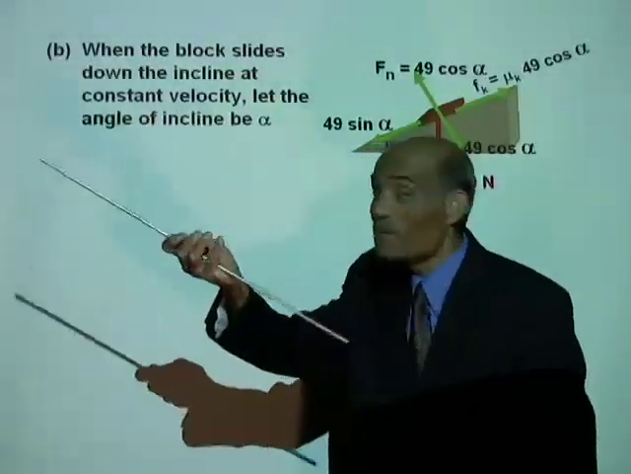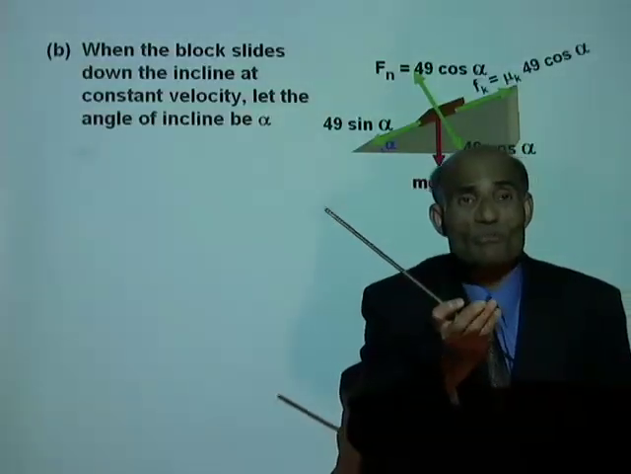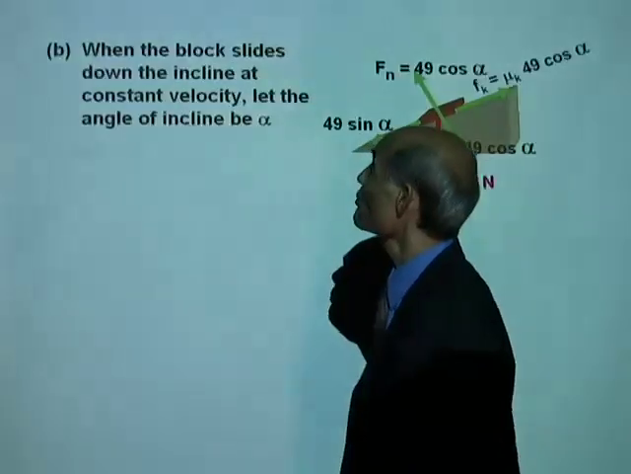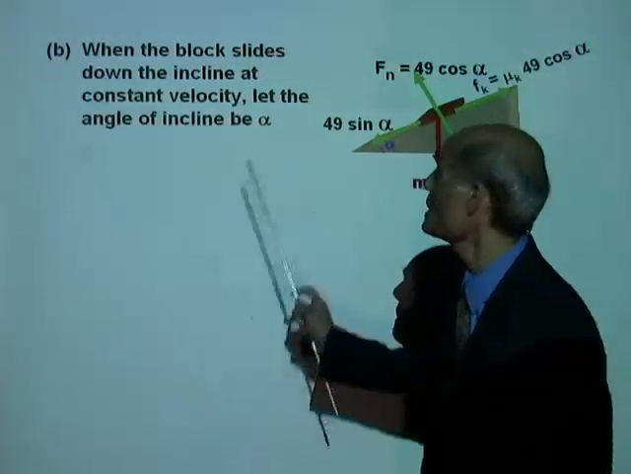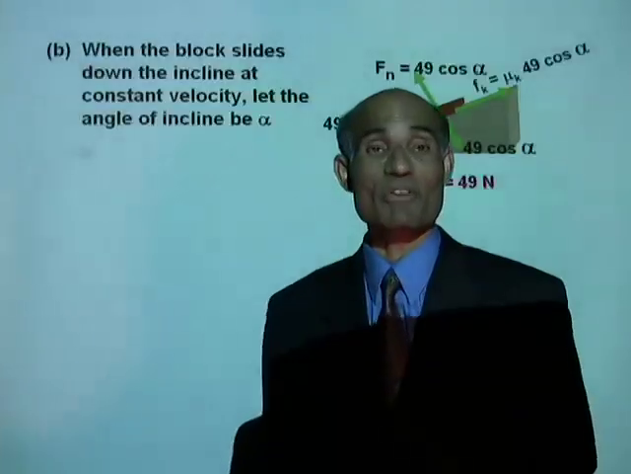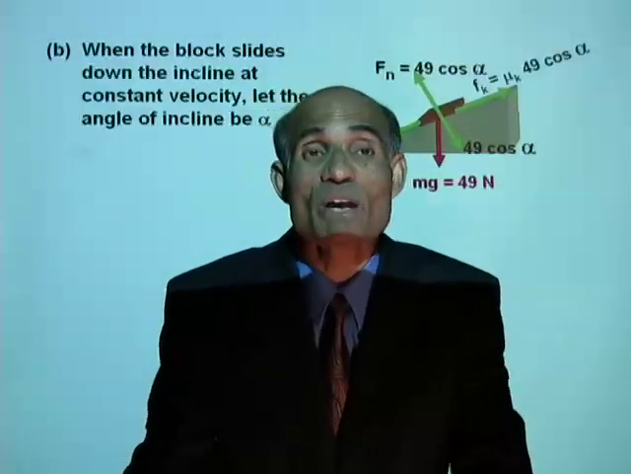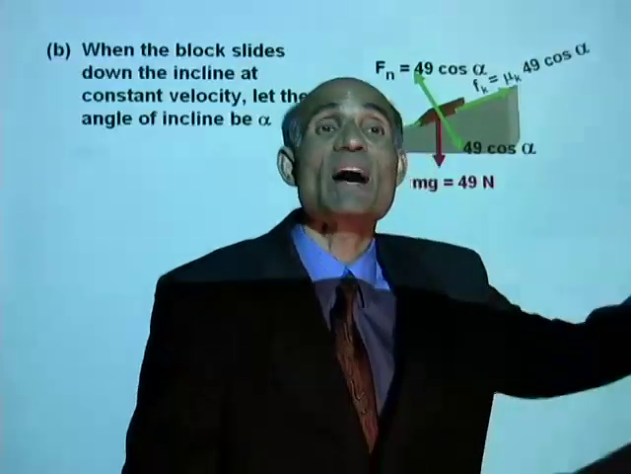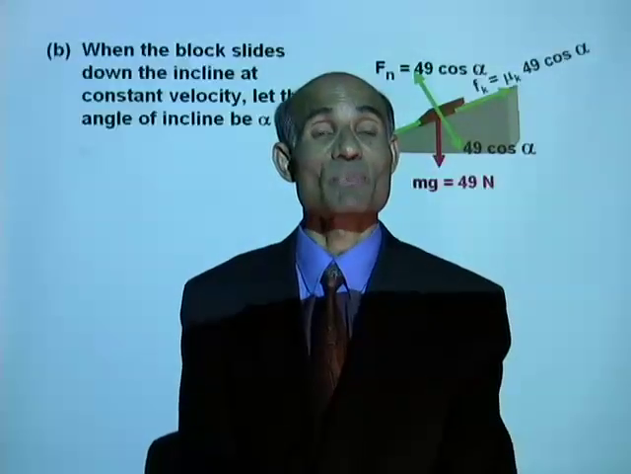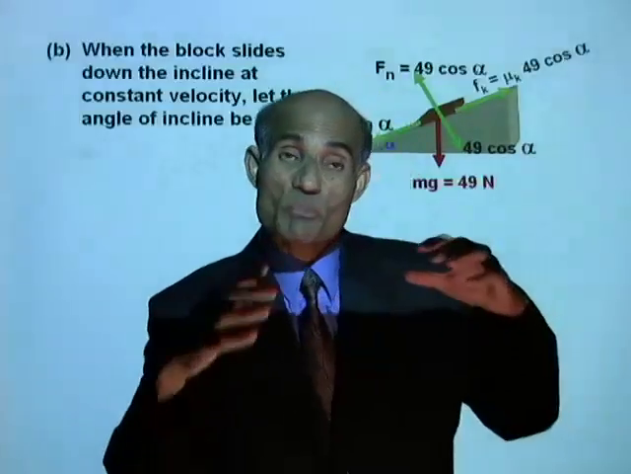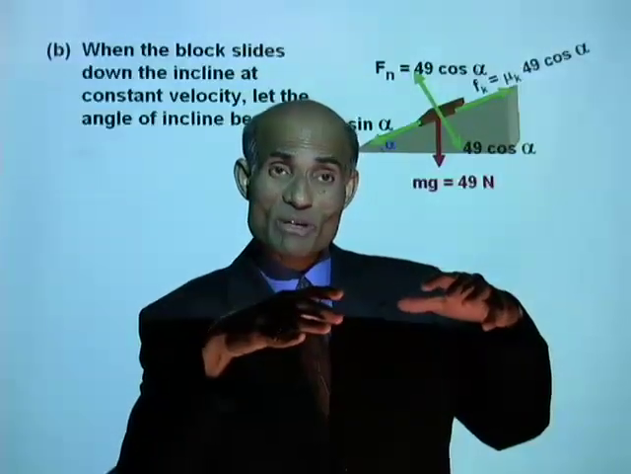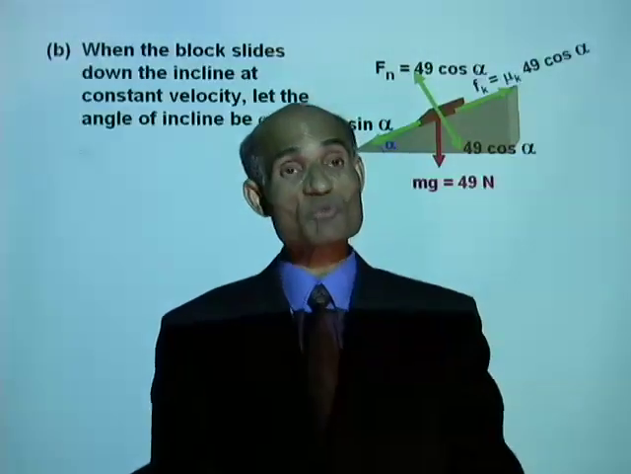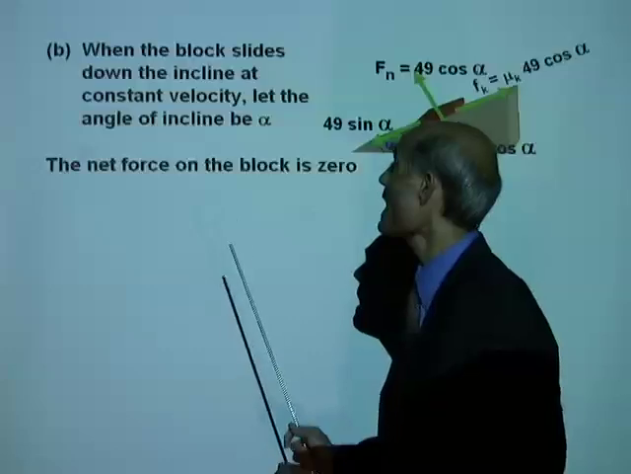when the block is sliding down with uniform velocity, what will be the angle? So when the block slides down the incline at a constant velocity, let the angle be alpha. Will that angle be greater or smaller than the angle we calculated earlier? It will be smaller, because to keep the object moving uniformly, you need only a lesser amount of force. That means the angle can now be smaller. And let that angle be alpha.